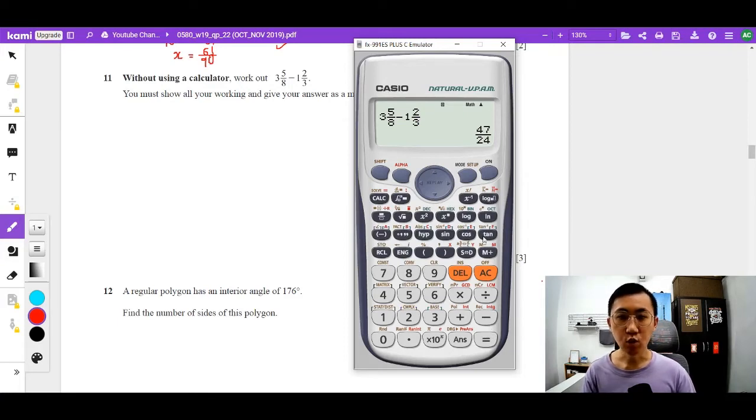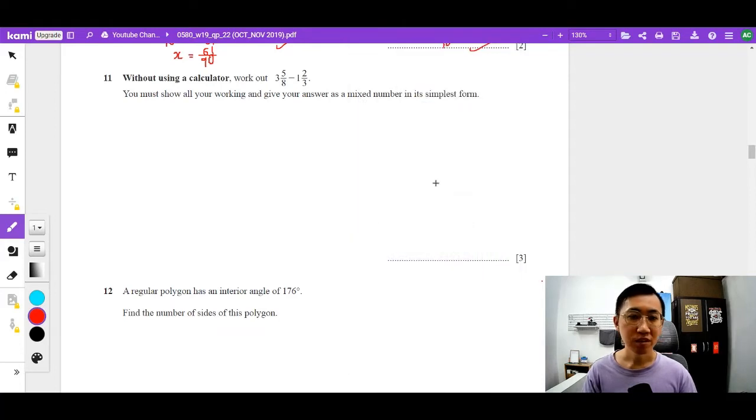Now, whenever you press equal, you will get an improper fraction, right? So you have to click on shift followed by this button. Okay, so that's how you change the improper fraction into a mixed number. So this will be the answer, you know, 1 and 23 over 24. So this is actually 1 mark already, so we have to show our working for another 2 more marks. Alright, so what they mean by without using a calculator is you have to pretend like you cannot use calculator, but actually you are using it. So let me show you how.